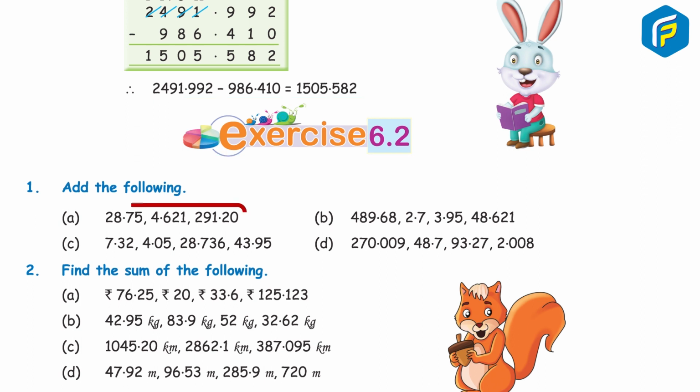Add the following: A. 28.75, 4.61, 291.20. Answer 426. B. 489.68, 2.7, 3.95, 48.621. Answer 842. C. 7.32, 4.05, 28.736, 43.95. Answer 960. D. 270.009, 48.7, 93.27, 2.008. Answer 842.